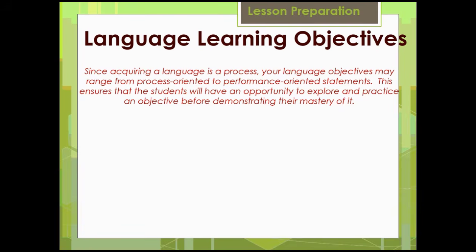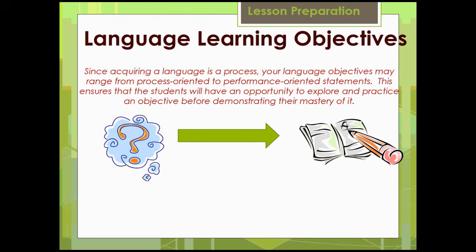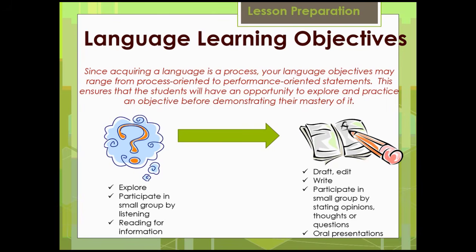Since acquiring language is a process, your language objectives may range from process-oriented to performance-oriented statements. This ensures that students will have an opportunity to explore and practice an objective before demonstrating their mastery of it. Some process examples are exploring, participating in small group listening, and reading for information. This is where they will use the receptive language skills, such as listening and reading. But for performance-oriented, they'll be using output language, such as writing or speaking. They might do activities that ask them to draft or edit, to write, participate in small groups by stating their opinions, thoughts, or questions, or presenting orally.